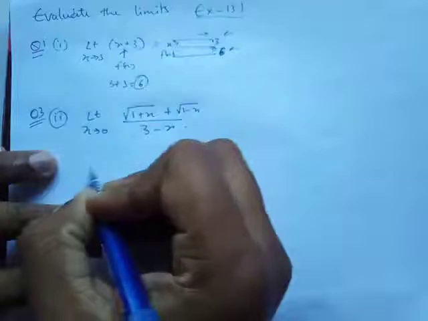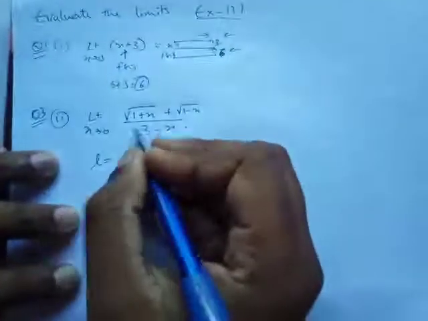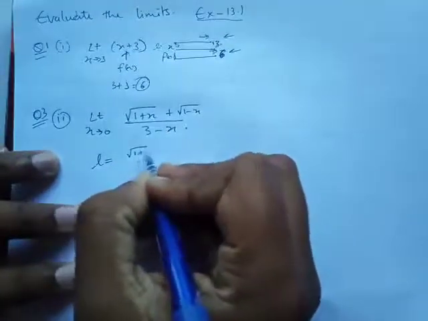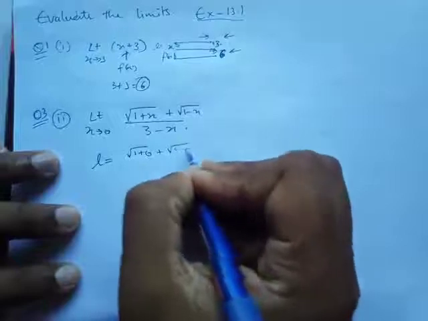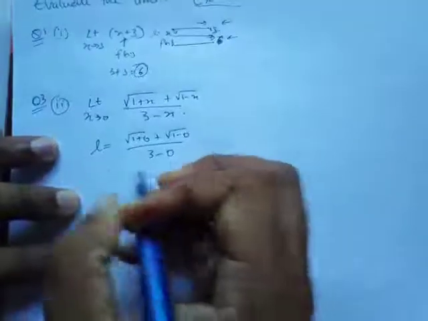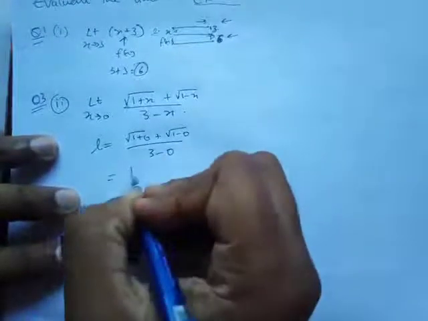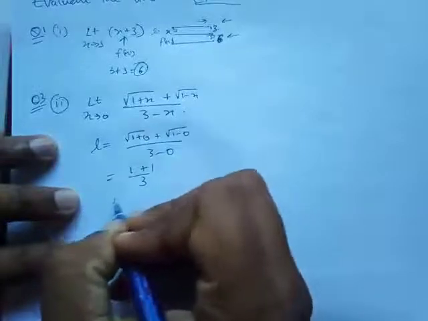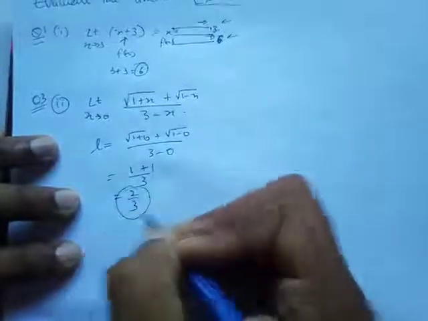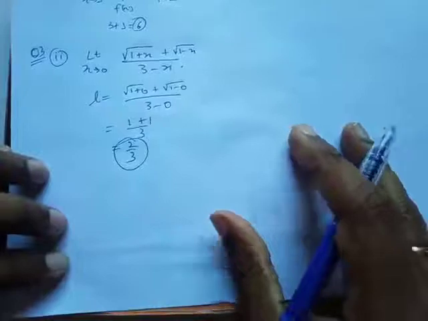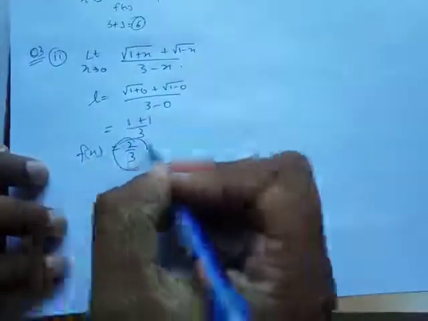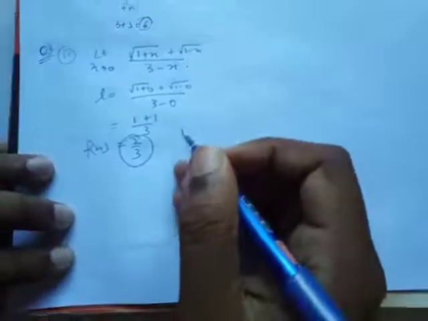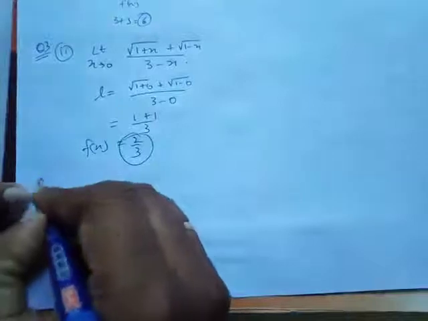so I'll see what's my limit. My limit is going to be what? Okay, so 1 plus 0 plus 1 minus 0 upon 3 minus 0. So this is going to come 1 plus 1 upon 3, that is 2 upon 3. So what's my limit? 2 upon 3. Okay, or what's my fx going to reach? 2 upon 3.